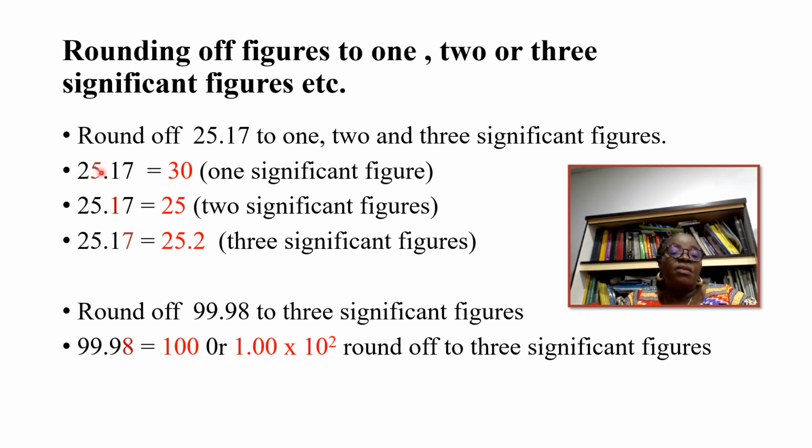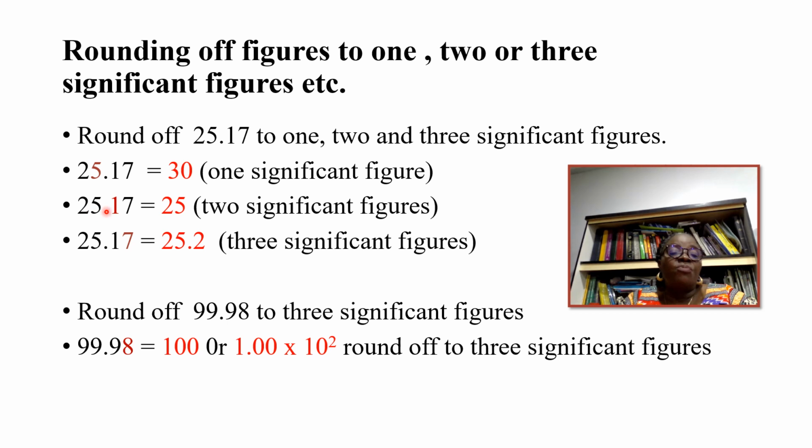5 is big enough to be rounded up. So you round it off as 1 and you add it to this 2, and then you will now have 3. Your answer should be 30. If it appears as 30, you have only one significant figure because zeros to the right are not always significant. That is the tricky part when it comes to rounding off numbers. We must note it.